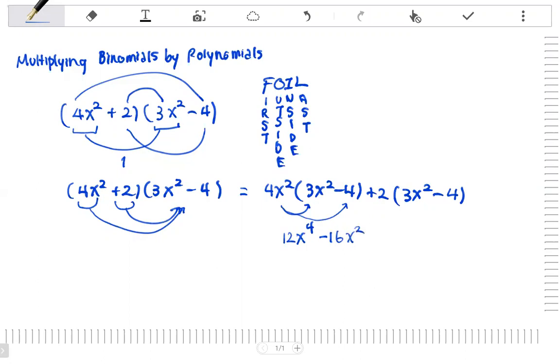Nice. Wait, is your guys' screen blacking out too? Is that just me? Okay.